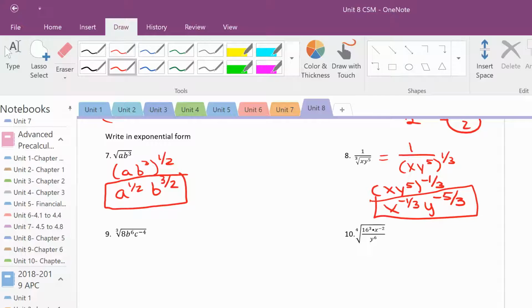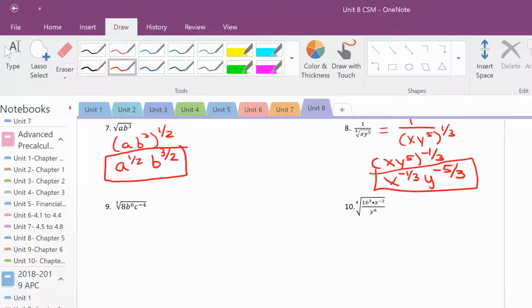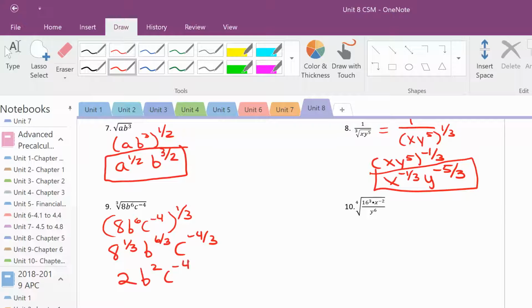And then for number 9, we have 8b to the 6th c to the negative fourth, and that's raised to the 1/3 power. So it's 8 to the 1/3, b to the 6/3, and c to the negative 4/3. Well, 8 to the 1/3 is going to be the same as 2, because the cube root of 8 is 2, b squared, and then c to the negative 4/3.